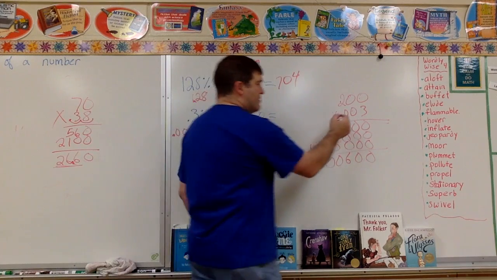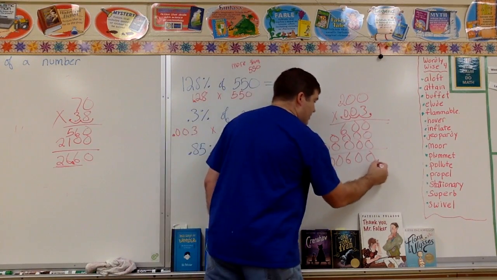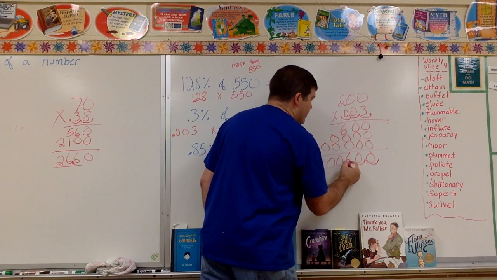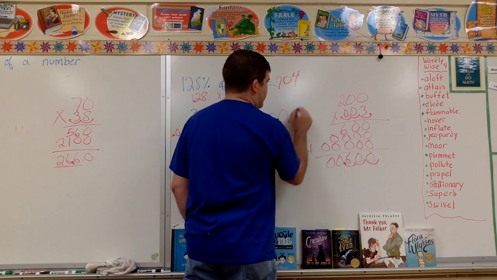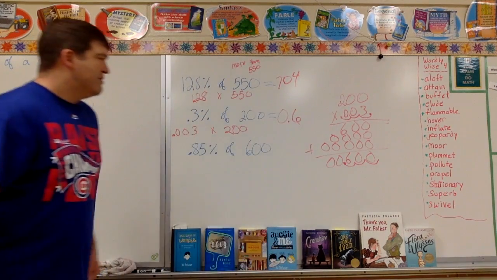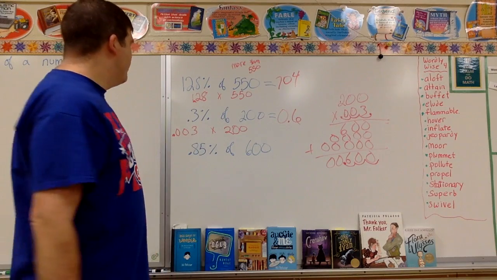Now, I got to get rid of my decimals. 1, 2, 3. Goes out 3, so it has to come in 3. 1, 2, 3. So my answer is 0.6. It's very small. It's not even 1.